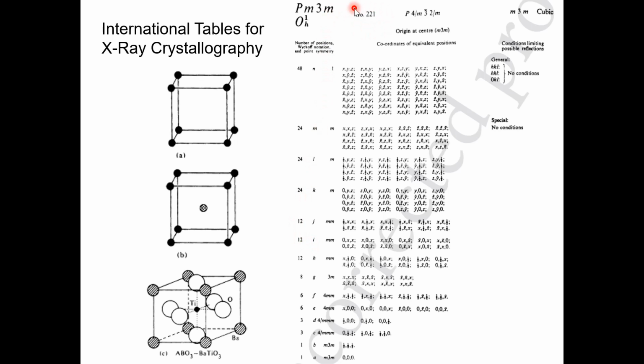So here on top, you're going to see the number of the group. This is group 221, with both the Hermann-Mauguin and the Schoenflies notation. So this is Oh, which means this is a cubic group. Oh1 means that there are other cubic groups, and this is the first one. There are other space groups corresponding to the same point group Oh. So this is the Oh1. Okay. So it says here cubic.